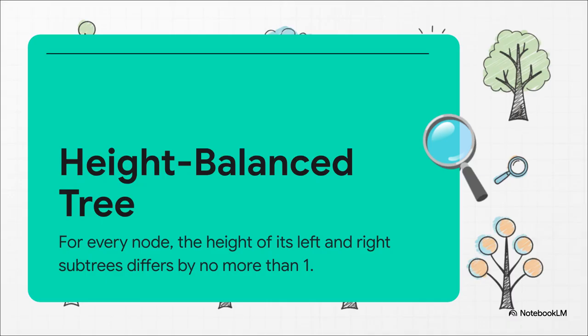So what does it mean for a tree to be height balanced? It means that for every single node in the entire tree, the height of its left subtree and its right subtree can't differ by more than 1. It's a really strict rule that keeps the tree from getting all long and stringy like a linked list.